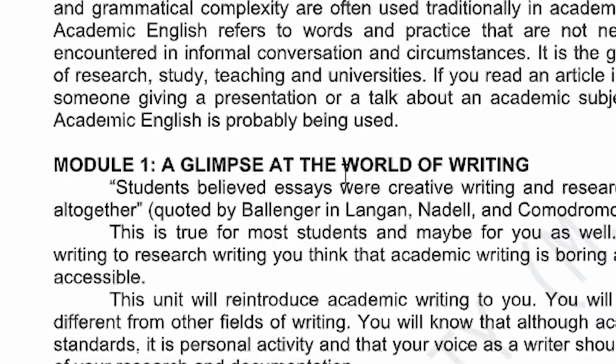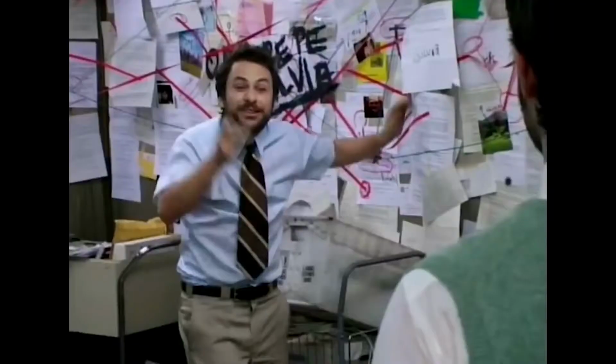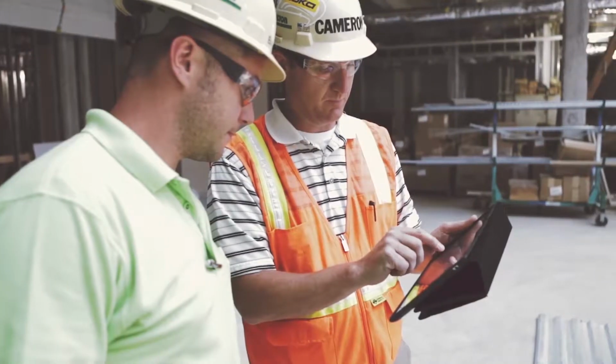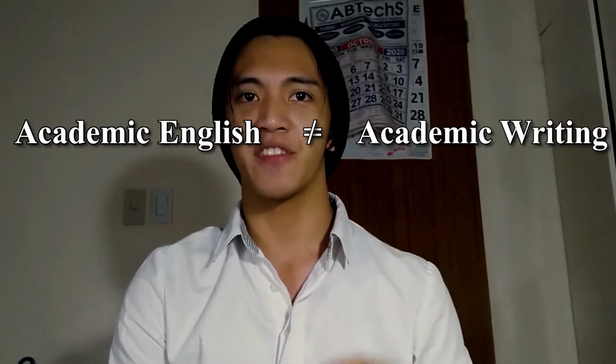The first module's title is A Glimpse at the World of Writing. It is focused on introducing and explaining what academic English is and how it is different from general English. It also explains how to differentiate academic writing from general writing and explains how to construct a formal essay. Now, it may be a bit confusing at first, but academic English and academic writing are two different things. Although they have their differences, it's quite easy to tell them apart.